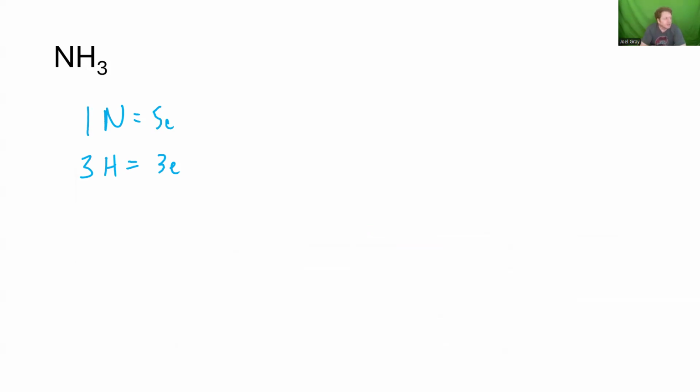Nitrogen's bringing in 5 valence electrons. Each of our hydrogens is bringing in 1 valence electron. We've got 3 of them. We have a grand total of 8 valence electrons. Now, which is our central atom? None other than nitrogen. Okay. Now we've got to draw our bonds. And heck, I'll go ahead and kind of distribute them evenly.